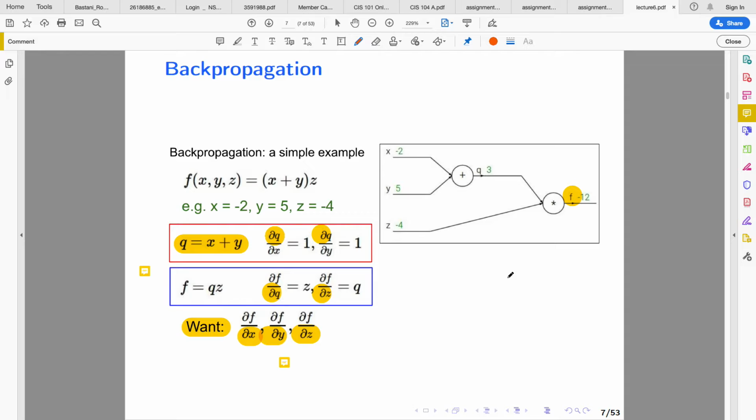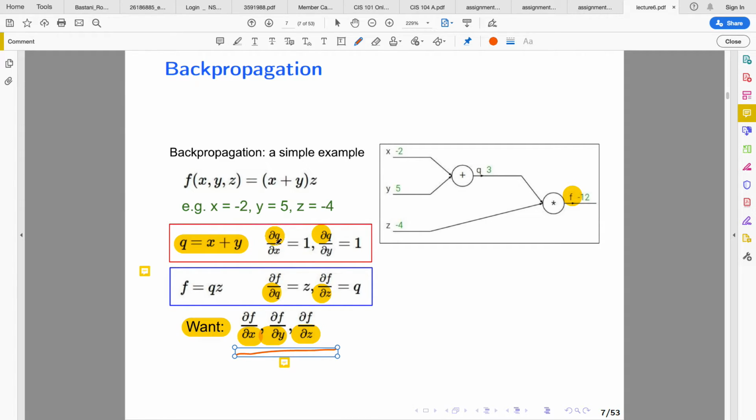Now for us to be able to do a backpropagation in this place, what we're trying to do is a differentiation. We're differentiating the final output, which is f, with respect to each of the input variables x, y, z. So how does that work? What we actually want is this. We want the partial derivative of f with x, partial derivative of f with y, partial derivative of f with z. This is what we need to get.